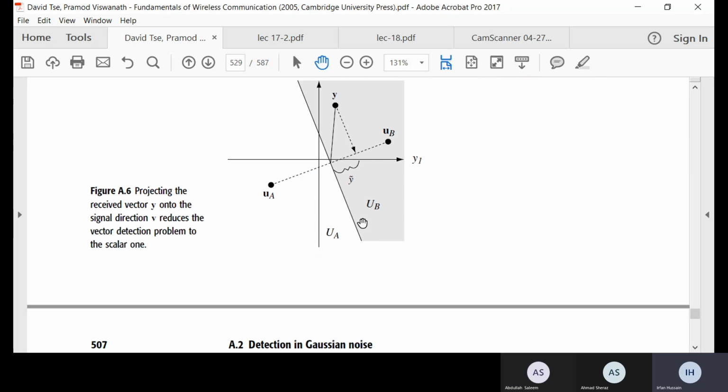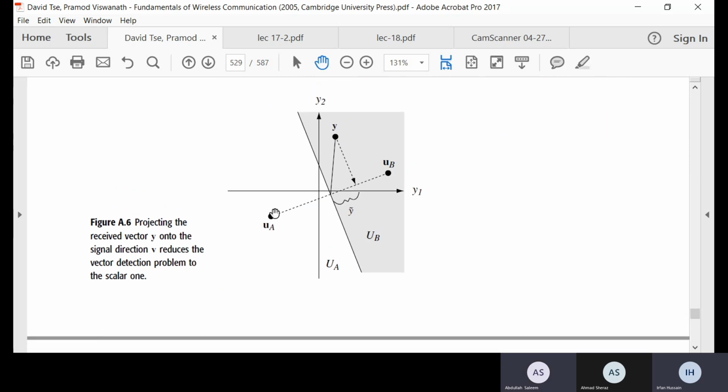You can see this also in this figure. This is the vector UA minus UB, and this is the received vector. You take the dot product of Y, or you take the projection of Y on the V vector, the normalized version. This is the V vector.